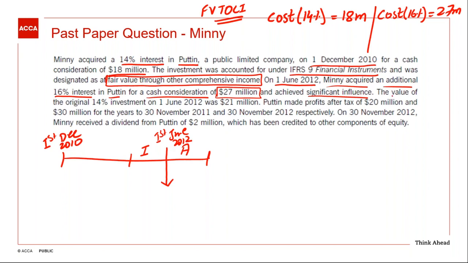Now the question further says that the value of the original 14% investment on 1st June 2012 was $21 million. So this means the question is talking about the fair value being $21 million. And again, like the last question, the carrying amount was given in the balance sheet, which I'm going to tell you for this question, we are assuming $20 million.